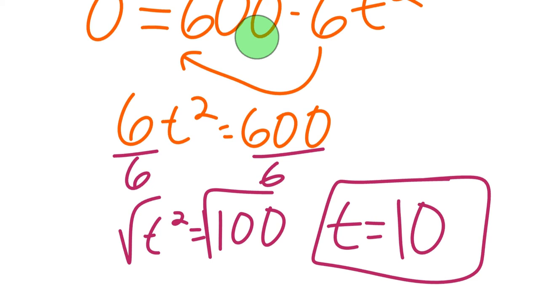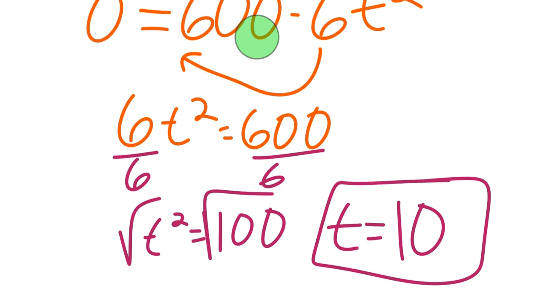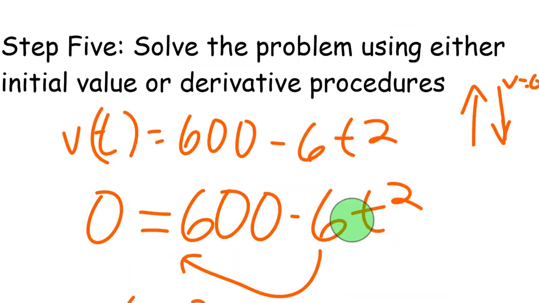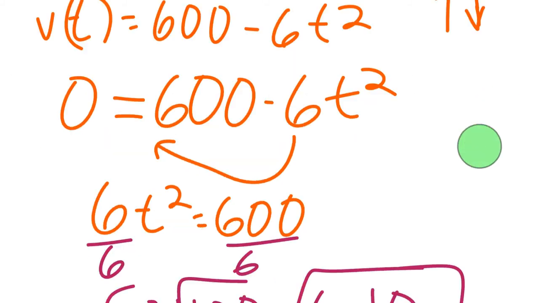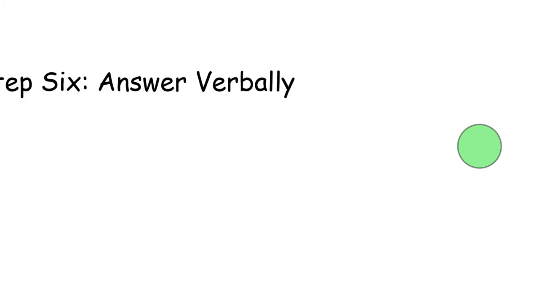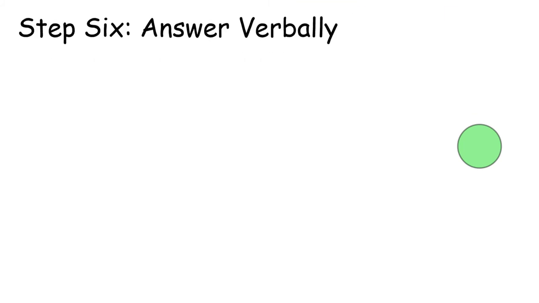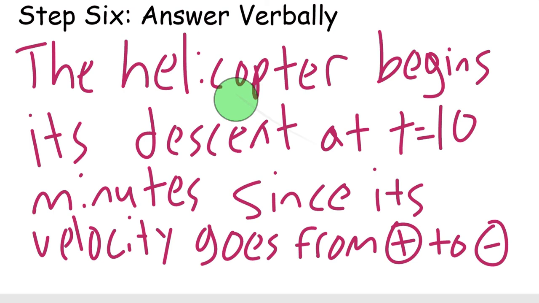So we figured out that the velocity is going to be 0 whenever t is equal to 10, which tells us that's when it begins its descent, right? It must be beginning its descent at t equals 10. Pretty cool. So let's go ahead and answer this verbally, and we'll be done with this question. Okay, so the verbal answer is the helicopter begins its descent at t equals 10 minutes since its velocity goes from positive to negative there.